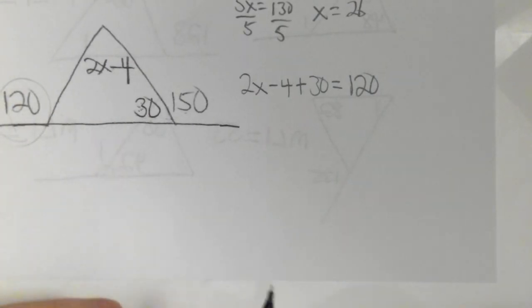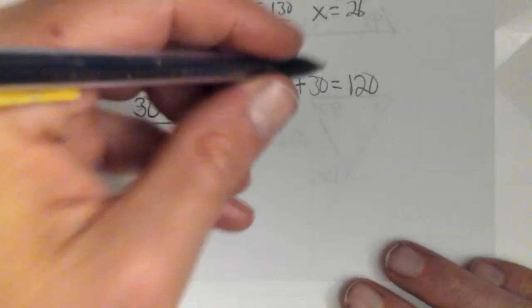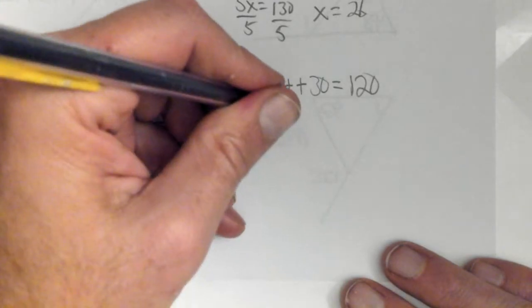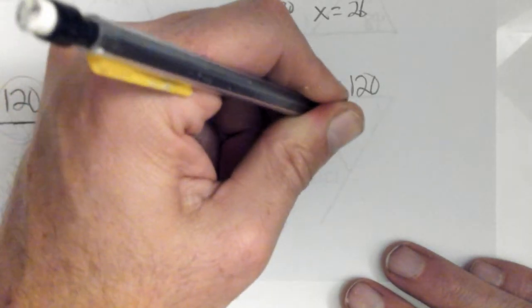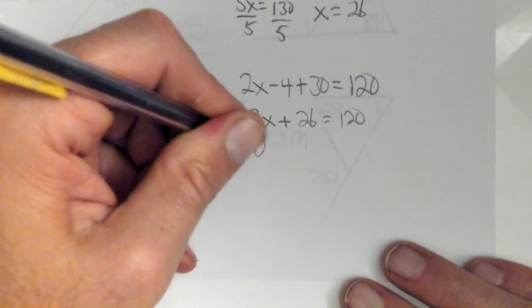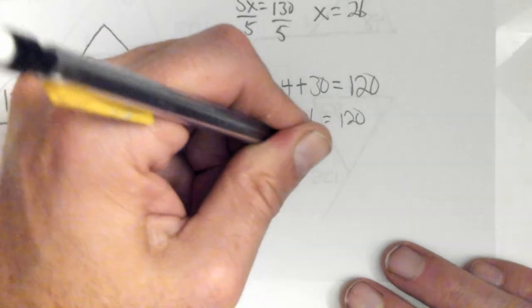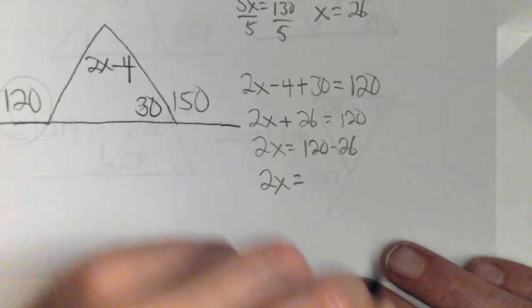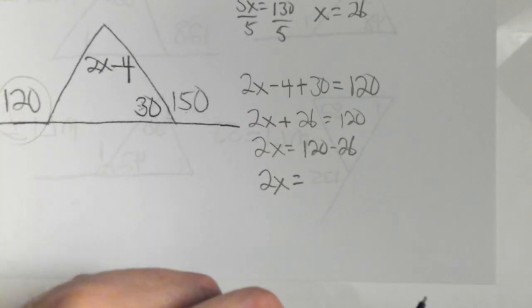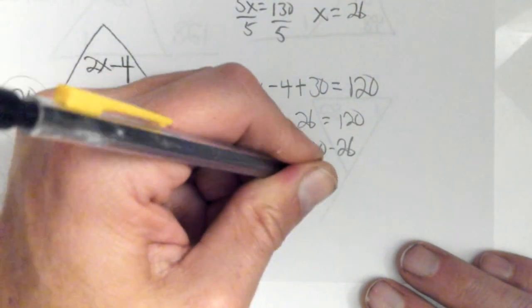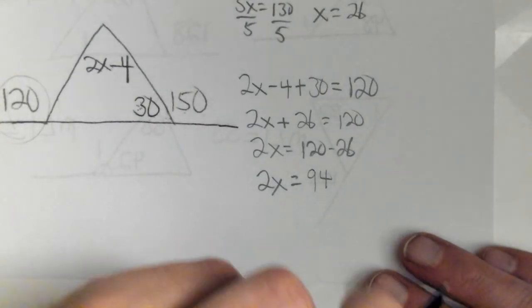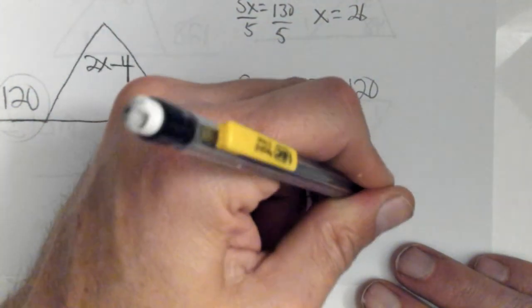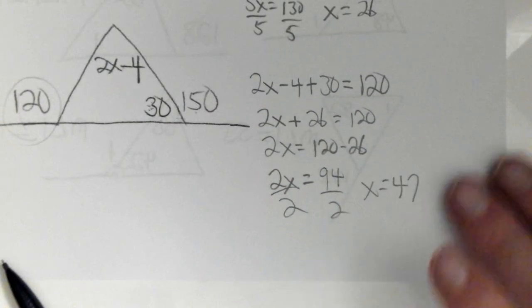Alright, so now once we've written that out, we need to try to solve it. And so I'm going to have 2x. I can do minus 4 plus 30 and get plus 26 equals 120. Okay, so we're going to do now 2x is equal to 120 minus 26. Whatever goes across, it's got to change the sign of it. And so 120 minus 26 is going to be 94, I believe. Alright, divide by 2, x is equal to 47. And then that is your answer. And that's it for this lesson.